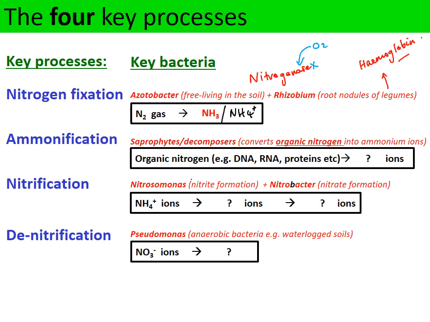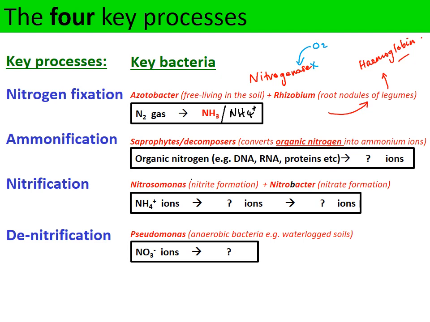So we call this first step nitrogen fixation, and the end product is ammonia or ammonium ions. And we know the ammonia can also be utilized by the legume plant, which makes it a symbiotic relationship because the Rhizobia bacteria receive sugars and other amino acids, etc. from the plants.